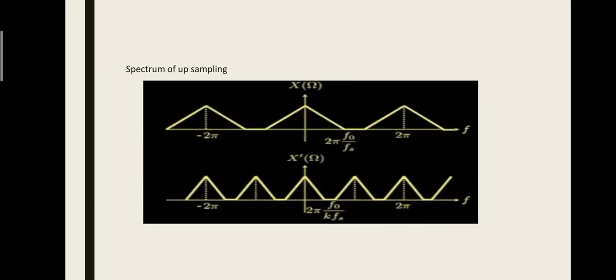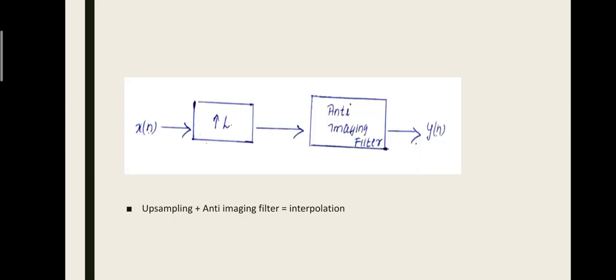And this is the spectrum of upsampling. The first figure is the spectrum of the original signal, and in upsampling we are adding samples, so L minus 1 images are formed in between. In order to avoid this, we use an anti-imaging filter after upsampling. And upsampling plus the anti-imaging filter process is called interpolation.